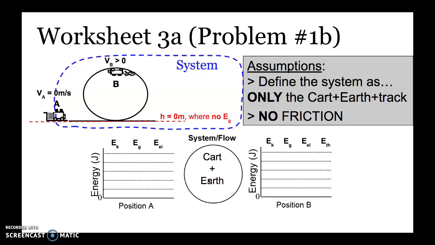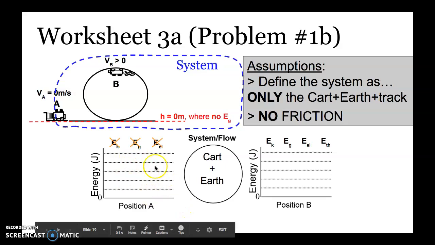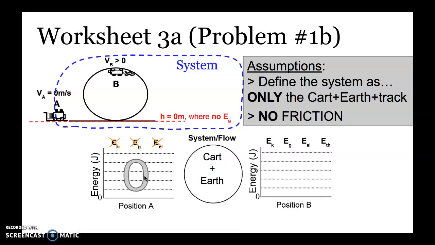So what I'm going to say is, is there anything in my system moving? No. Anything above the ground? No. Is there anything stretched or compressed? No, because the cart and the earth are not compressed. The spring is, and it's out of my system, so I'm not going to include that in my bar graph. In the end, ask the same questions, right? Is anything moving? Yes. Anything above the ground? Yes. The rest of these questions, no.